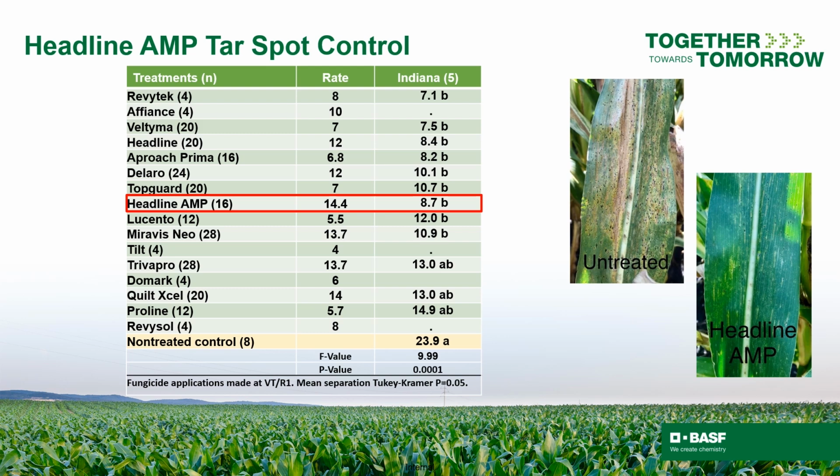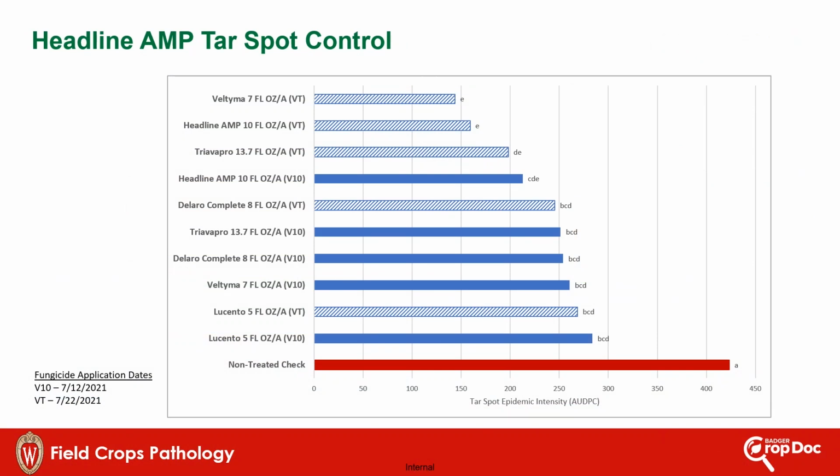This is one example from over in Indiana where a number of trials were put together, and you can see that Headline AMP did a good job of controlling tar spot, kept that level of disease below 10%, which is something that a lot of the other fungicides that were tested here can't necessarily say. So it did work its way up towards the top in terms of the level of control that it was able to achieve. And then we see a similar story from a similar trial up in Wisconsin, again focused in on tar spot, where Headline AMP applied at full tassel actually provided the second best level of tar spot control out of the entire trial.